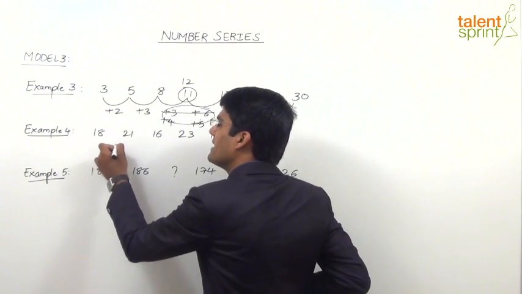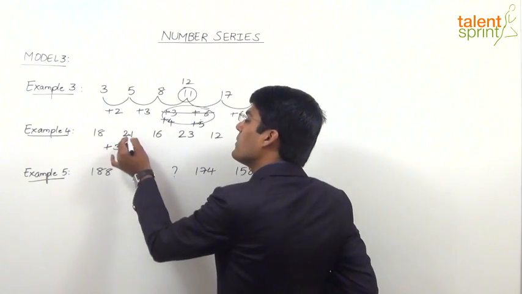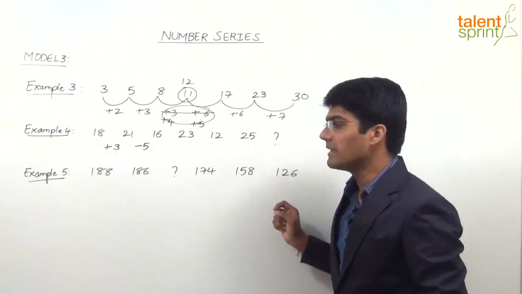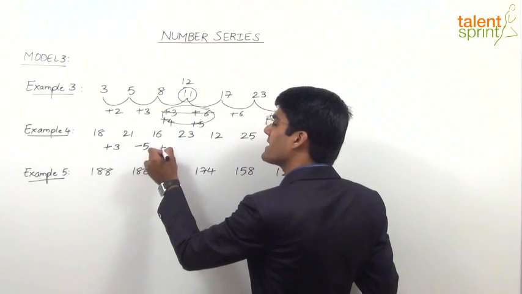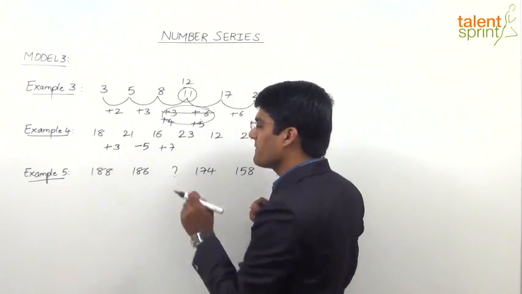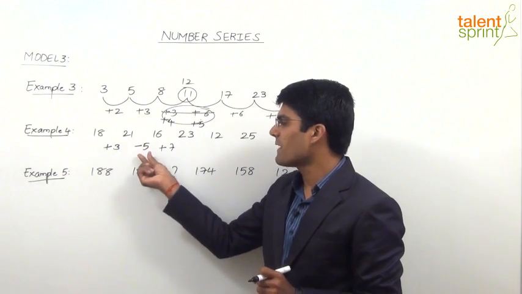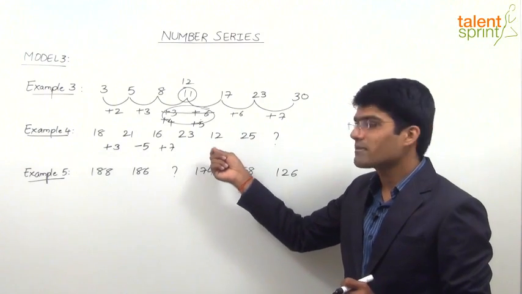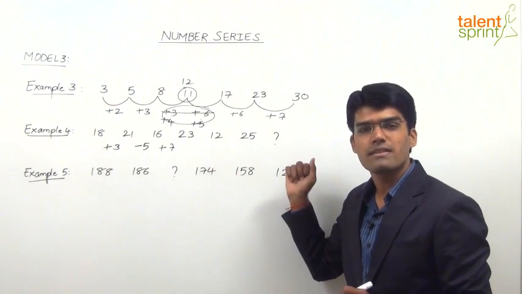18 plus 3 is 21. 21 minus 5 is 16. 16 plus 7 gives 23. So far, if we try to observe the differences here, they are like plus 3 minus 5 plus 7. So next one has to be a negative difference. That means 23 minus something should give us 12.